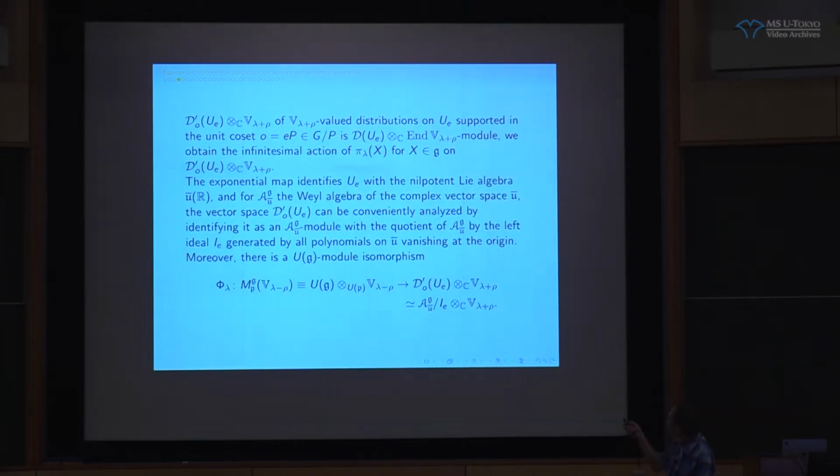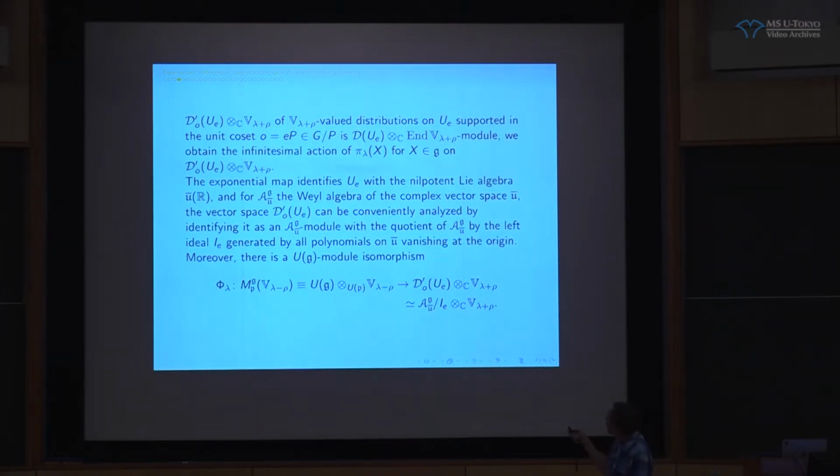vector valued, so D prime subscript O on U E denotes the tensor with V, the space of V-valued distributions on U E supported in the unit P coset of the neutral element of the group G. So that's a point in G over P, the homogeneous space, and this space of vector valued distributions is a module for the complex algebra, again a tensor product of the space of differential operators on U E times the space of linear maps of V, in other words, endomorphisms of V.